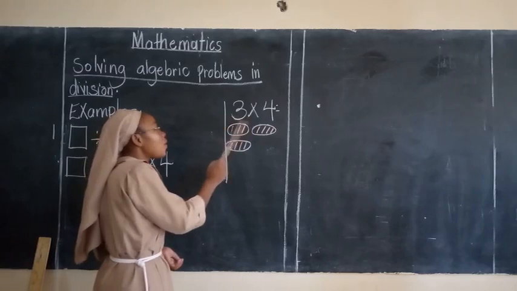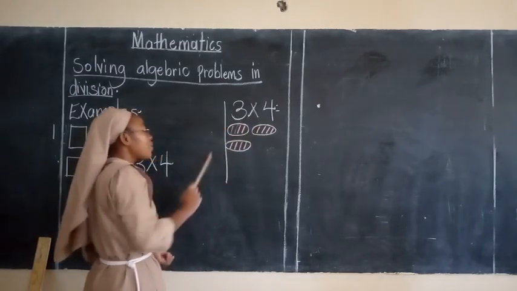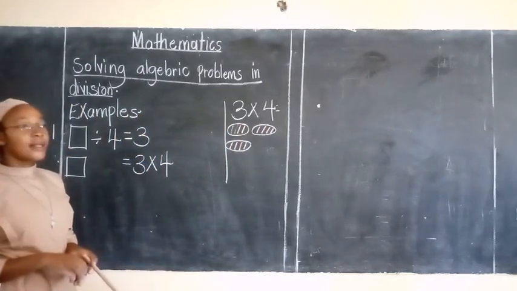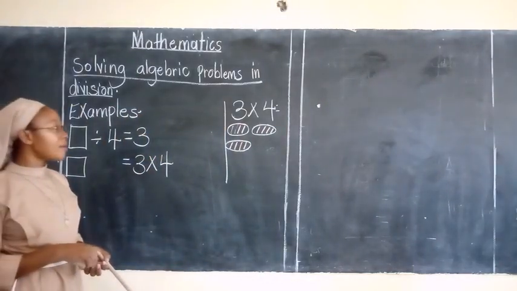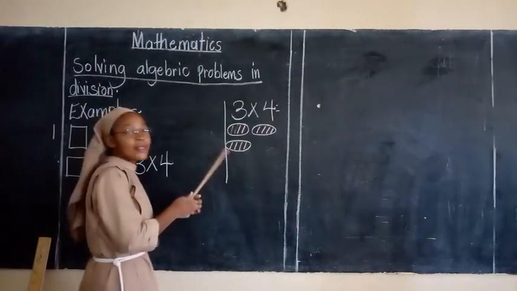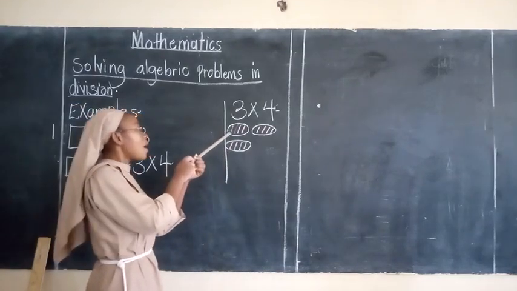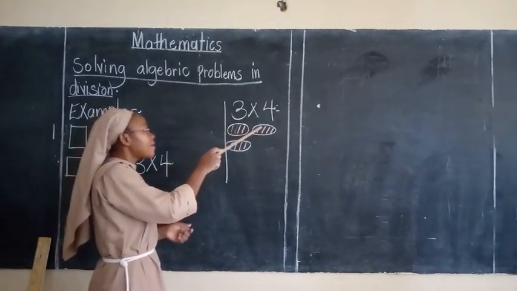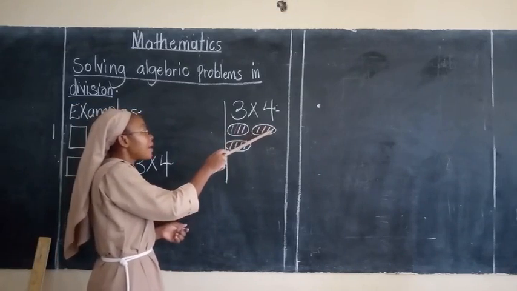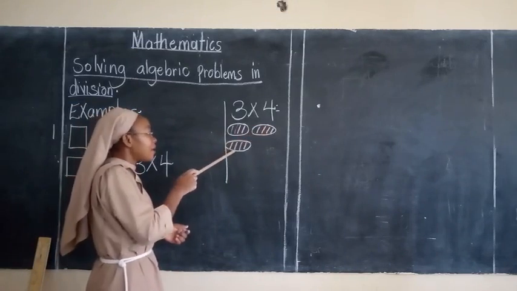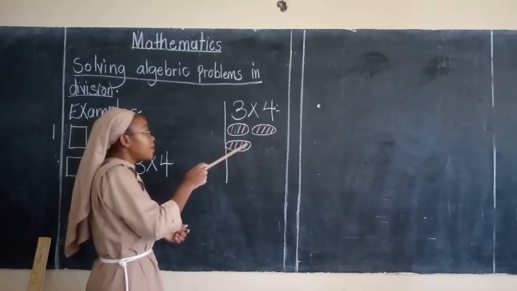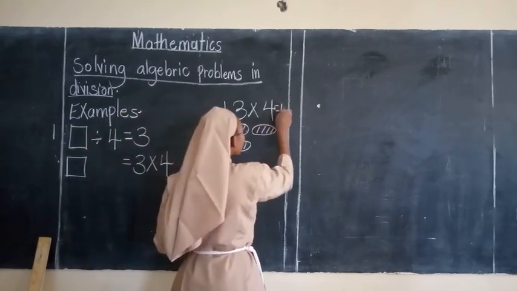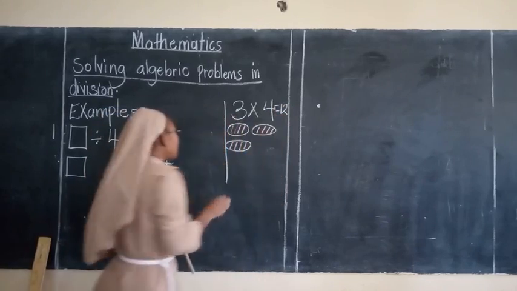So we count all these and we add them together in order for us to get the result or the product. So let's count together and see. 1, 2, 3, 4, 5, 6, 7, 8, 9, 10, 11, 12. So 3 times 4, we shall get our answer as 12.